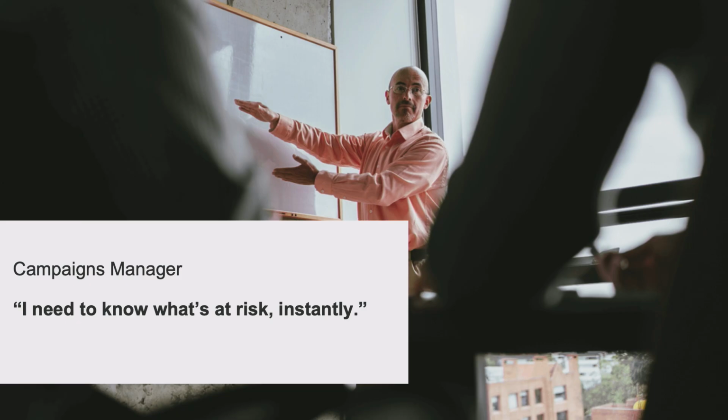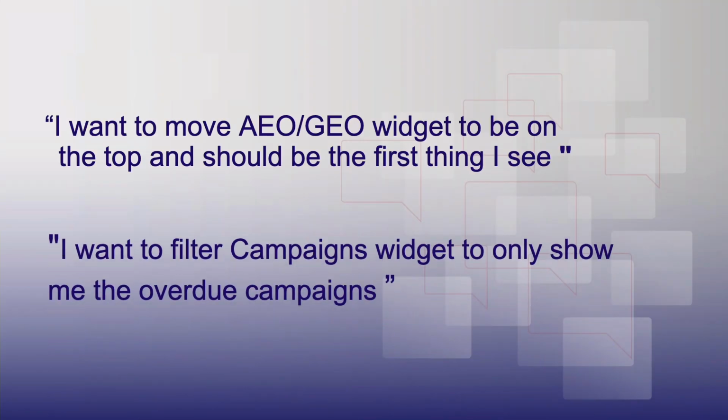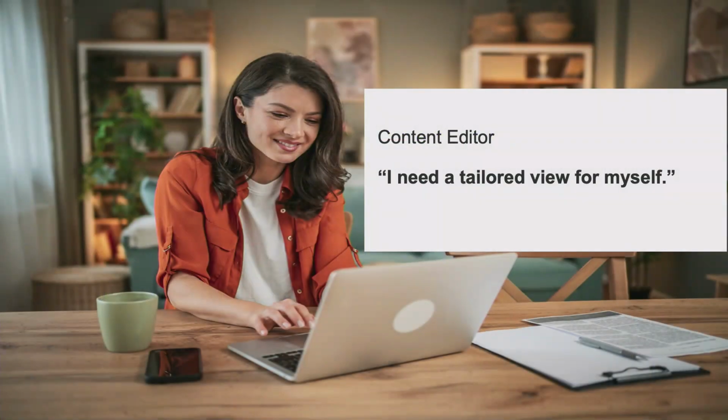So here's this campaign manager, and they know that they only need to look at the things that are at risk and instantly. They do not want to linger on and look at other things. So, for example, they want to move certain AEO geo widget that we have to the top, which is going to be the first thing that they want to see. Or they want to filter on campaigns widget and just look at the overdue campaigns because that is the most important piece of data that they want to see.